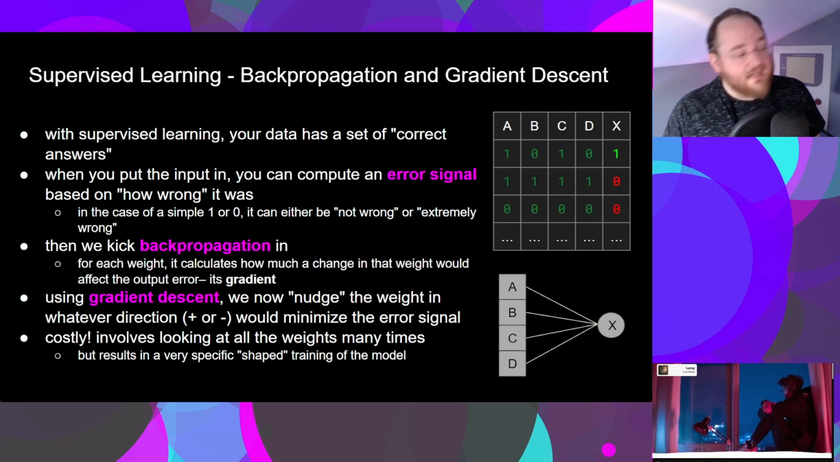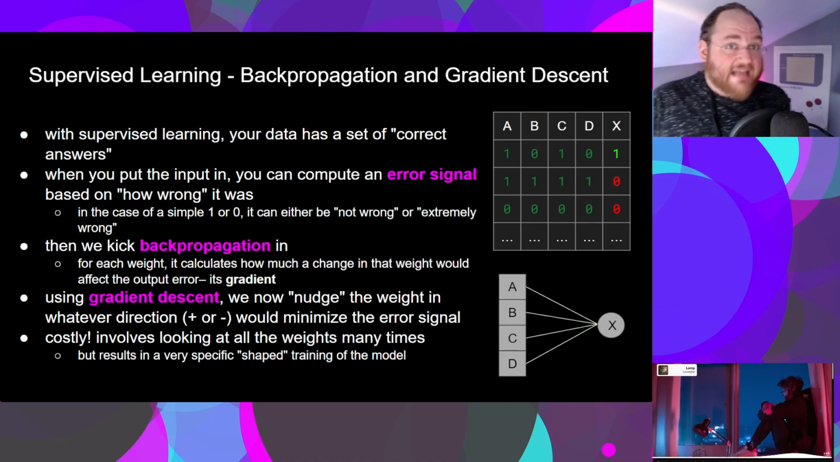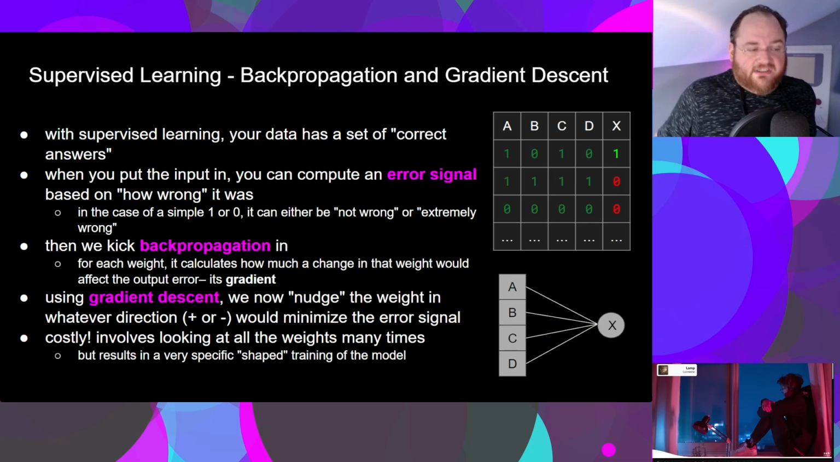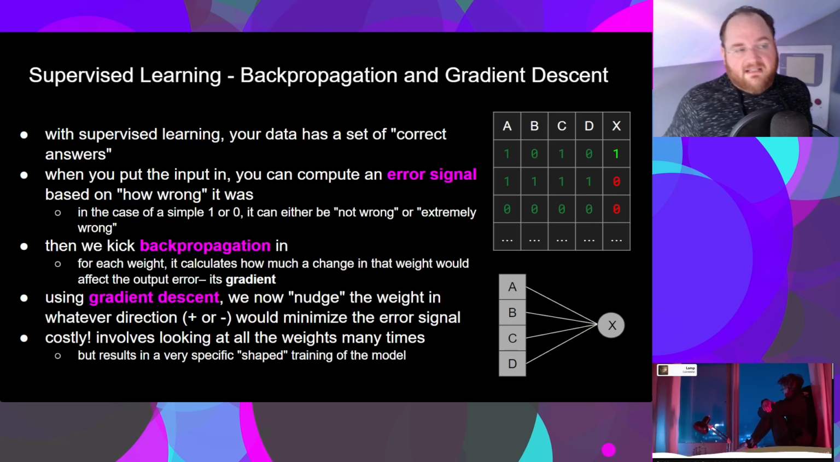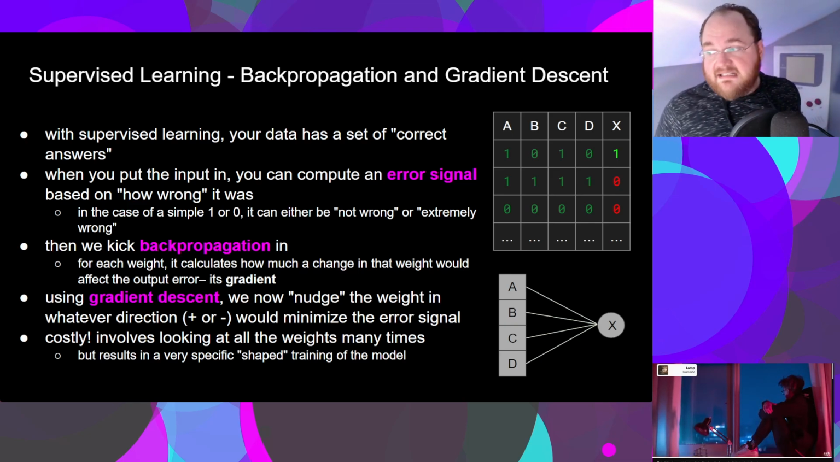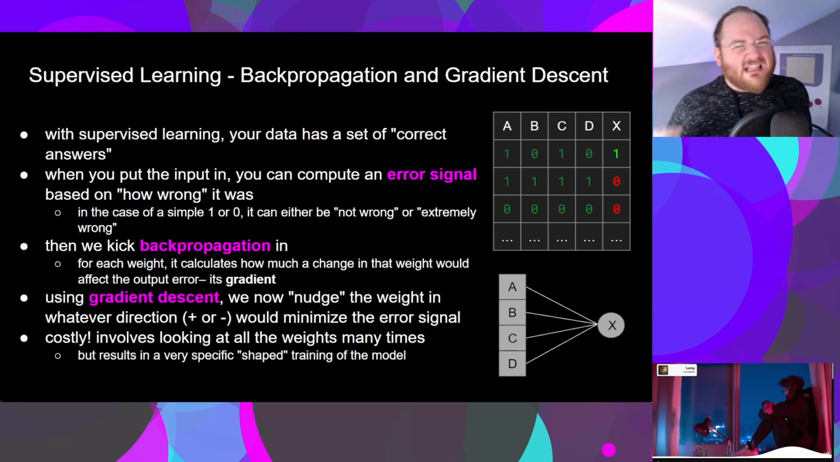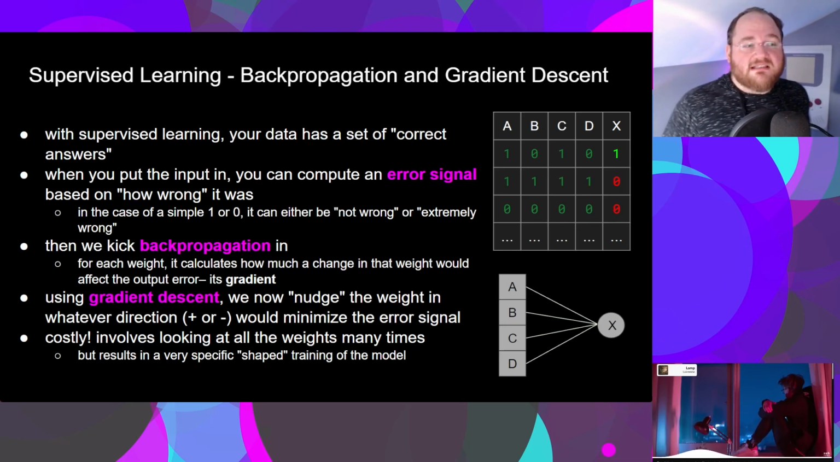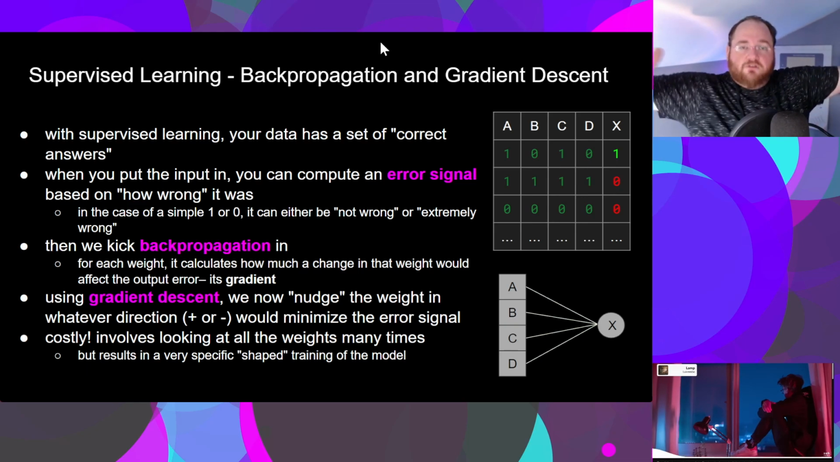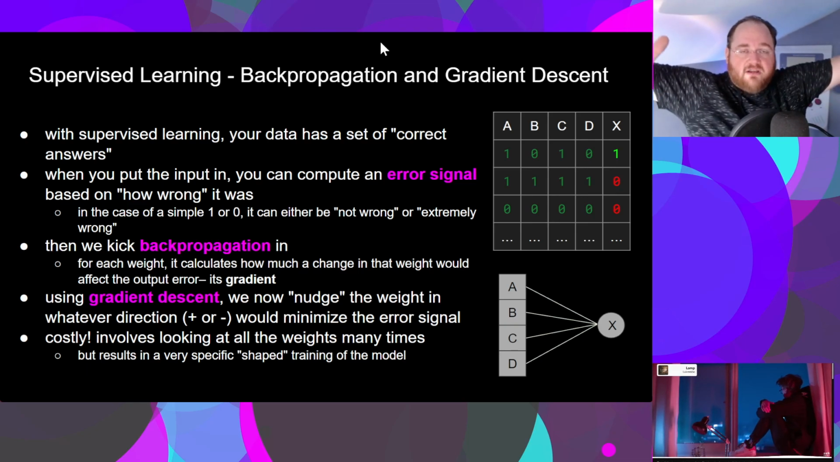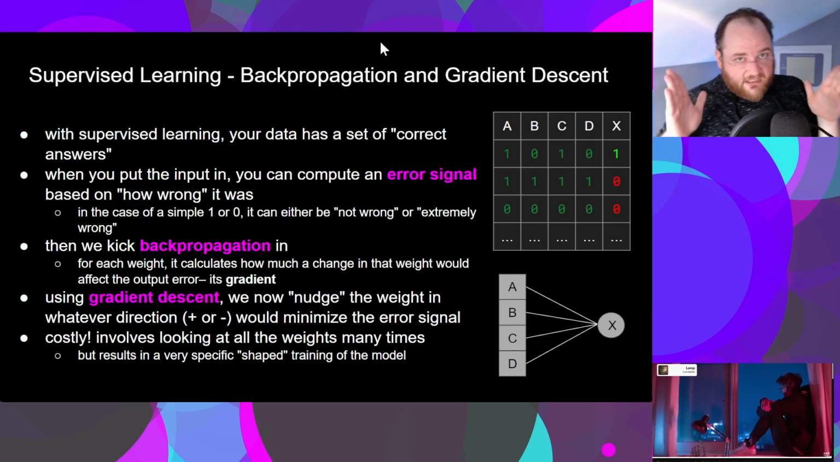It's costly. It involves looking at all the weights many times, but it results in the very specifically shaped training of the model, and it can be extremely good at imparting specific things into the model, specific shapes, not just generally observed shapes from the Hebbian learning, the fire together, wire together side, but specific things that you know you want.